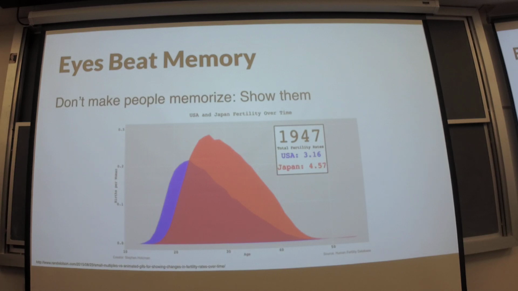One other rule that I want to talk about today is eye-speed memory. What I want to say with this is do not try to make people memorize. Show them. So here we have a chart of US and Japan fertility over time. On the x-axis we have the age at which women give birth. So you have this distribution of at which age do women give birth, and on the y-axis we have the number of births per woman.